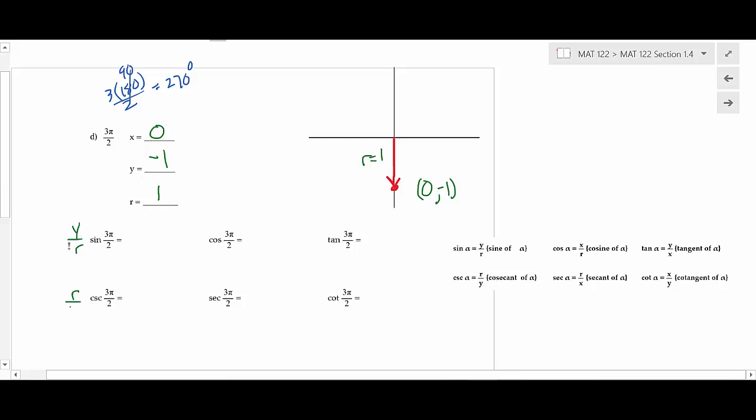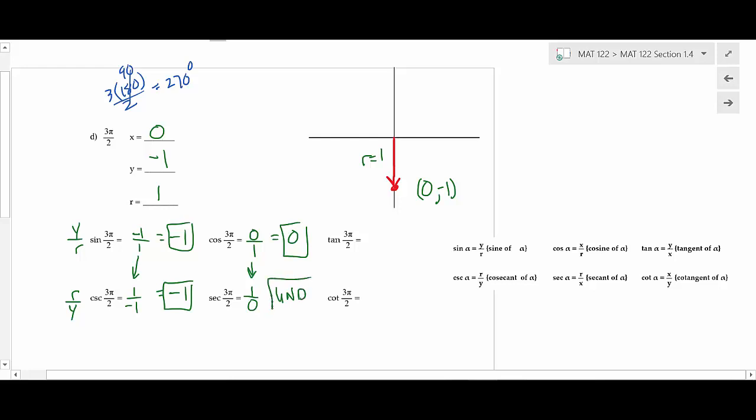Okay, so let's do sine and cosecant. The sine would be y over r. That's negative 1 over 1, so that's negative 1. Cosecant would be the reciprocal, so that's also negative 1. Cosine is x over r, so that's 0 over 1, so that's 0. Secant is the reciprocal, so that's 1 over 0, so that's undefined. Okay, tangent is y over x, so that would be negative 1 over 0, so that's undefined. And then the cotangent is x over y, so that's 0 over negative 1, so that's equal to 0.